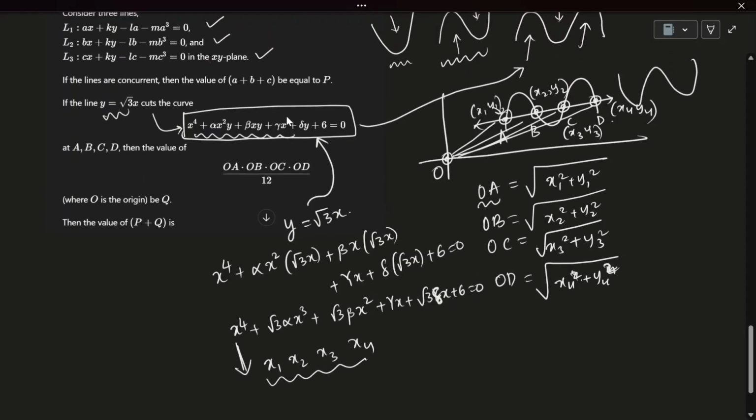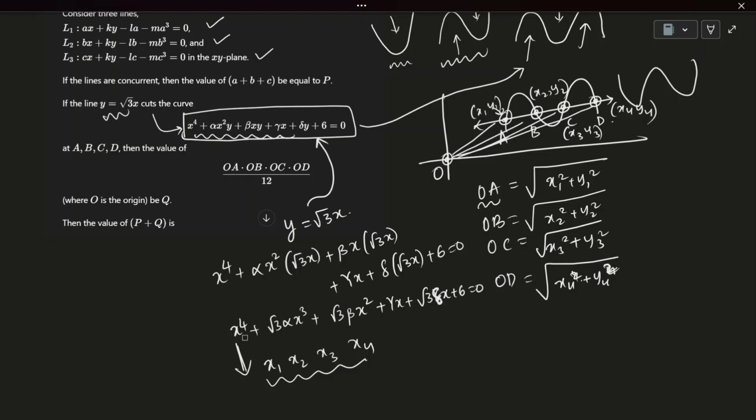Okay, we can take x1, x2, x3, x4 as the roots. Why can we take x1, x2, x3, x4 as the four roots? Since x has four values, and this line is intersecting the curve at 4 points. Those 4 points are (x1, y1), (x2, y2), (x3, y3), (x4, y4).